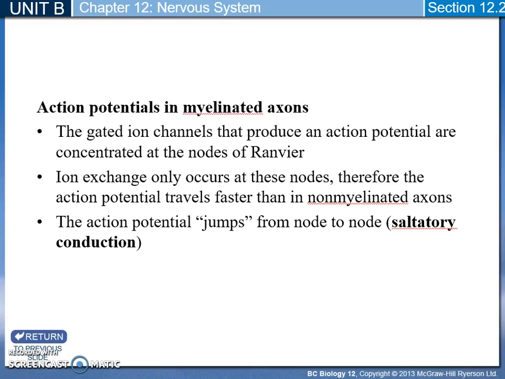In myelinated axons, the gated ion channels that produce an action potential are concentrated at the nodes of Ranvier. So that means ion exchange only occurs at these nodes. Therefore, the action potential travels faster than in non-myelinated axons. So with myelinated axons, the action potentials occur only at the nodes of Ranvier. So the action potential basically jumps from node to node, which is referred to as saltatory conduction. And so the myelin sheath allows the action potential to travel much faster along a myelinated axon, because the action potential doesn't have to travel along the entire length of the axon. The ion exchange occurs only at the nodes of Ranvier. So this results in a much faster transmission of impulses along the axon.